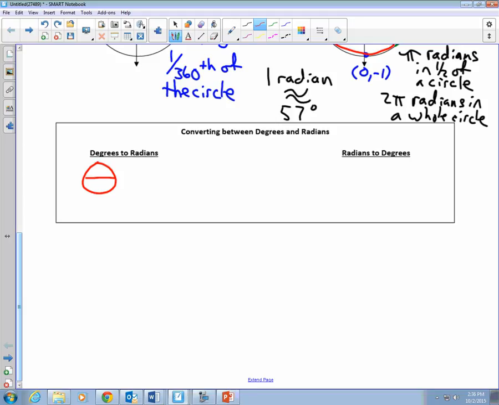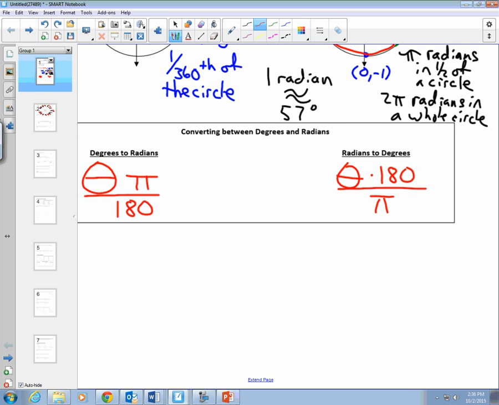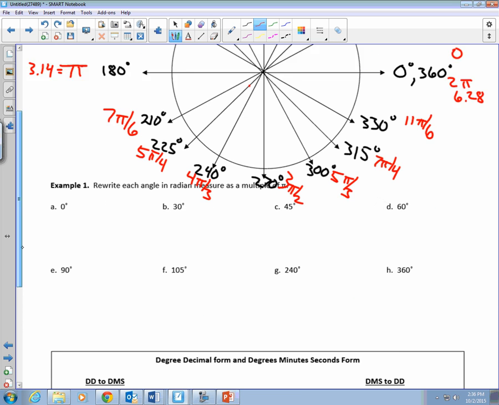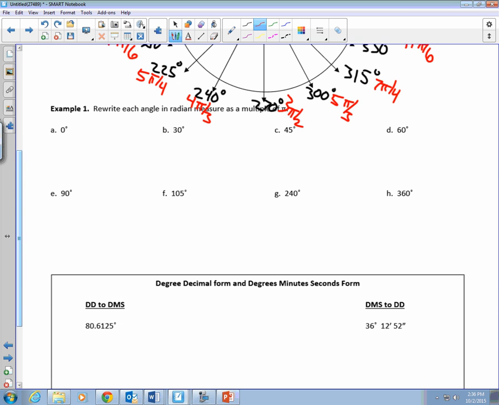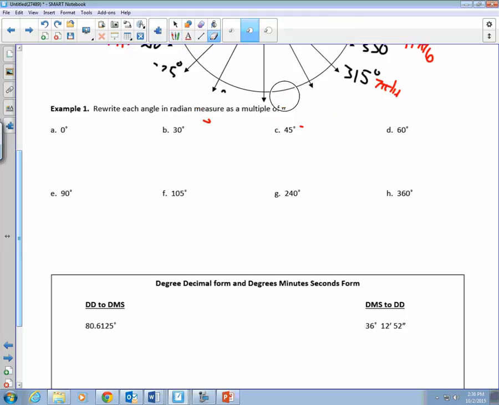And you take your theta value and you multiply it by pi and you divide it by 180. To convert from radians to degrees, you take theta and you multiply it by 180 and you divide it by pi. I will give you that formula on the test. This is the first skill that we will learn in trigonometry. Let's try some numbers and see how it works. It says, rewrite each angle in radian measure as a multiple of pi.